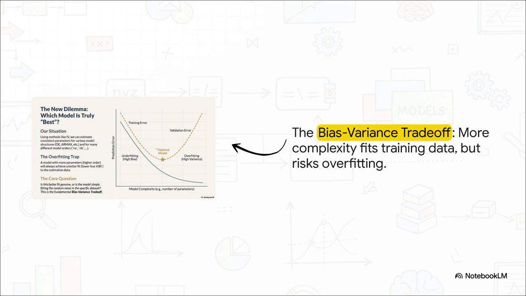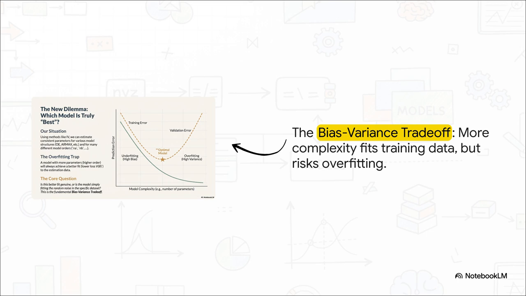This graph right here is the heart of our new problem. As we make our model more and more complex, by adding more parameters, that solid orange line shows that our error on the training data will always go down. A more complex model can always wiggle more to fit the data points it's seen. But here's the crucial question.